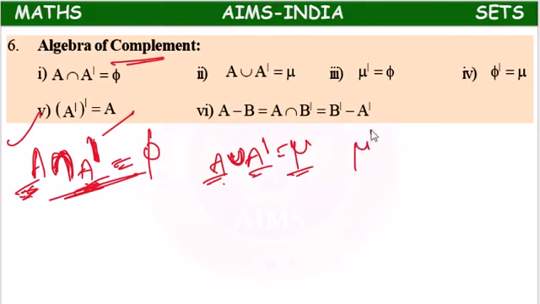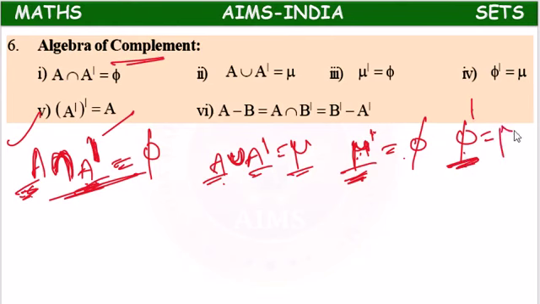Next, mu dash. Mu means all elements. Mu dash means the opposite: no elements, phi. Then phi dash. Phi means no elements, and phi dash means the opposite: all elements. Mu will come.